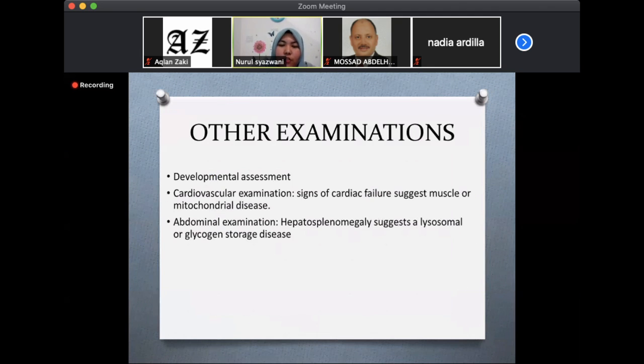Okay, for other examinations, you can do developmental assessments and cardiovascular examination. We observe any signs of cardiac failure, such as in muscle or mitochondrial disease, especially Pompe disease. The infant will develop cardiac failure and can also have cardiomegaly. For abdominal examination, we can also see any hepatosplenomegaly, which suggests a lysosomal or glycogen storage disease.